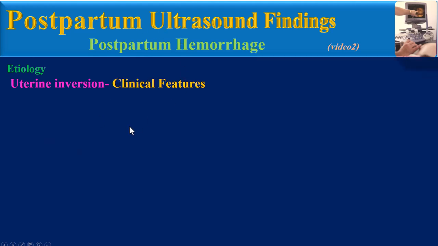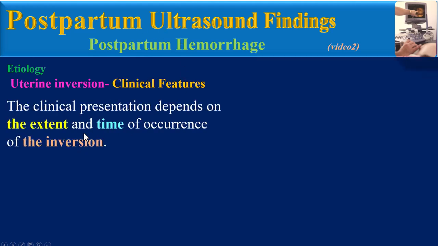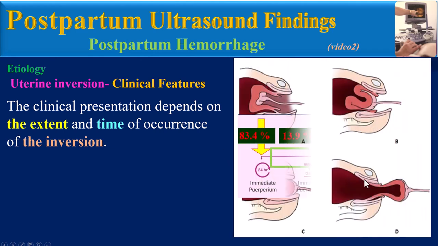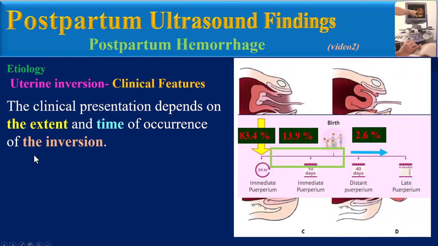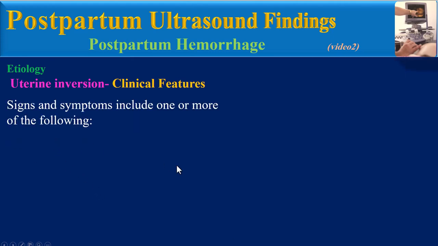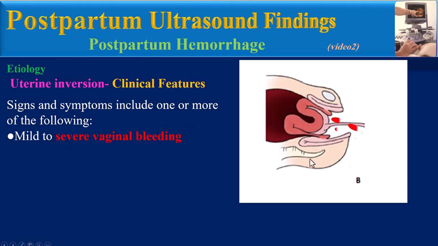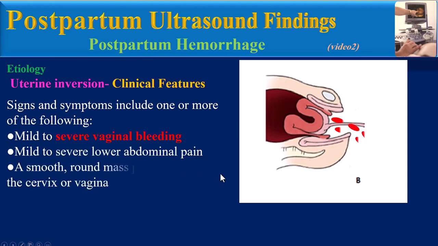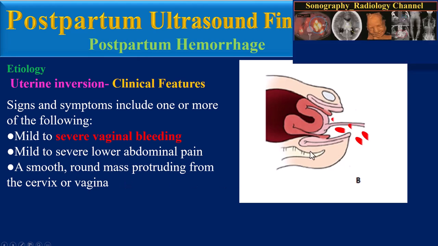What are the clinical features of uterine inversion? The clinical presentation depends on the extent and time of occurrence of the inversion. Signs and symptoms include one or more of the following: mild to severe vaginal bleeding, mild to severe lower abdominal pain, a smooth round mass protruding through the cervix or vagina, and urinary retention.